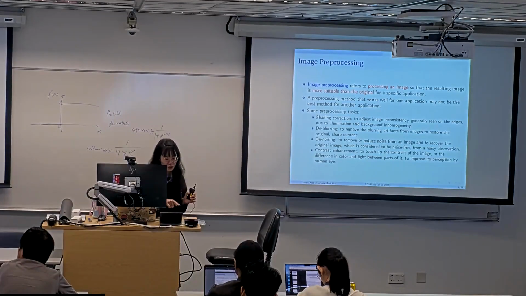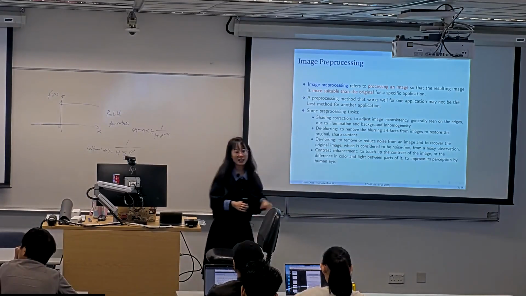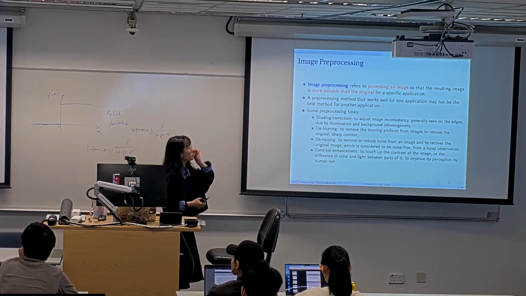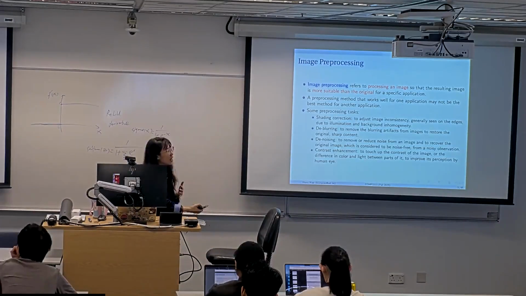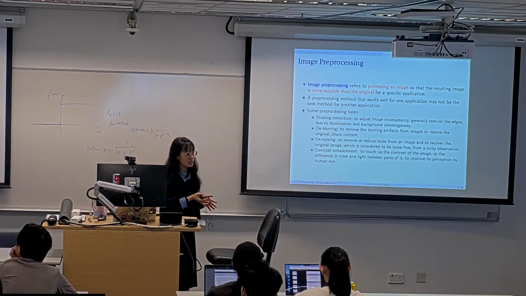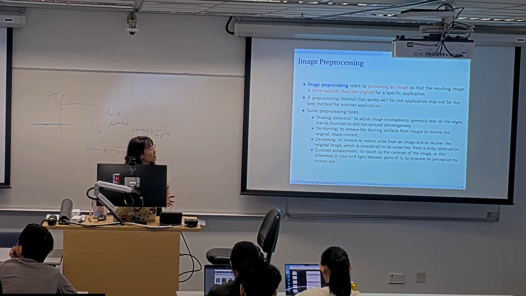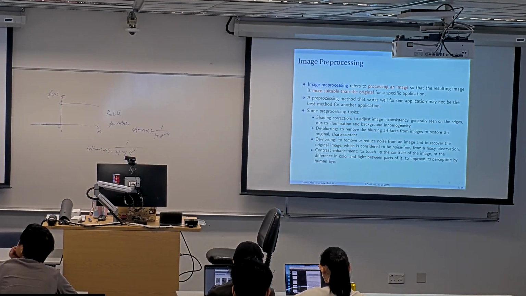Here we can compare the description and the effects of each pre-processing task. Shading correction is where we try to adjust the image inconsistency generally seen on the edges. This inconsistency is possibly due to illumination and background inhomogeneity. As you can see, before shading correction the image is quite inconsistent, especially at some edges, and after shading correction we get a resulting image like this.